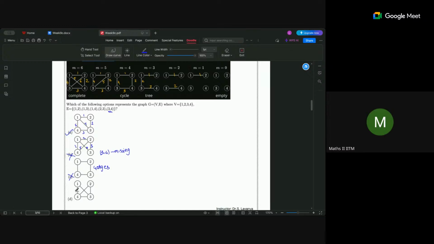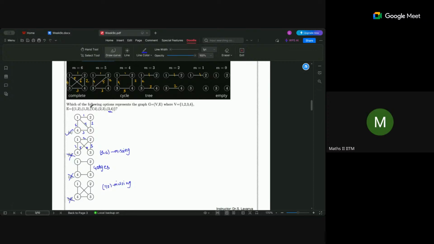And what about this one? This one is again having 5 and it is missing which edge? 1, 2 is missing. Right, so this is also incorrect. So for this particular set of V and E, this is the graph.